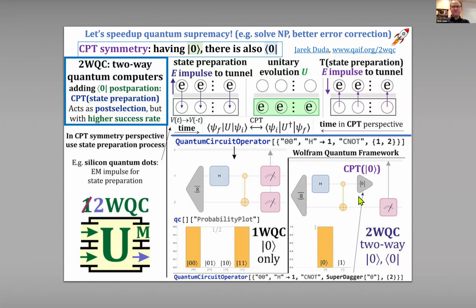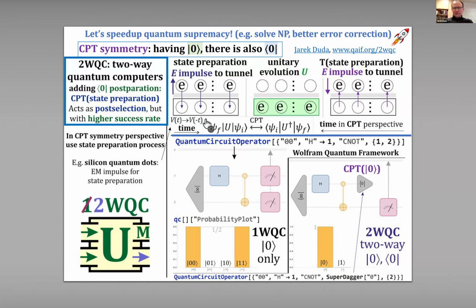We believe that physics is CPT symmetric. So if we can prepare a state, then maybe we can also reverse this process, performing a process which, from the perspective of this symmetry, is the original state preparation process. Like preparation, but at the end, so postparation. I will show a few ways to try to realize it. If possible and successful, this possibility would bring better stability, error correction, and allow us to solve NP-complete problems. So this is an essential improvement, not confirmed, but very promising.